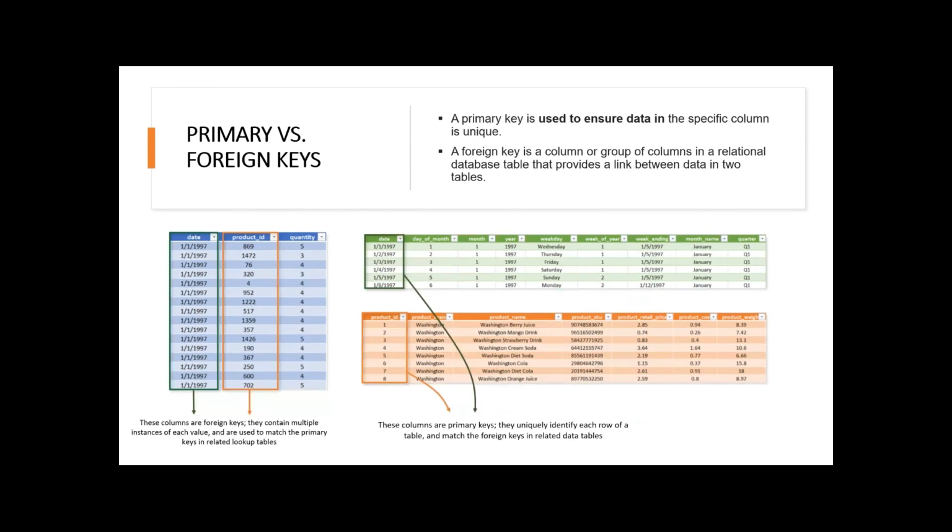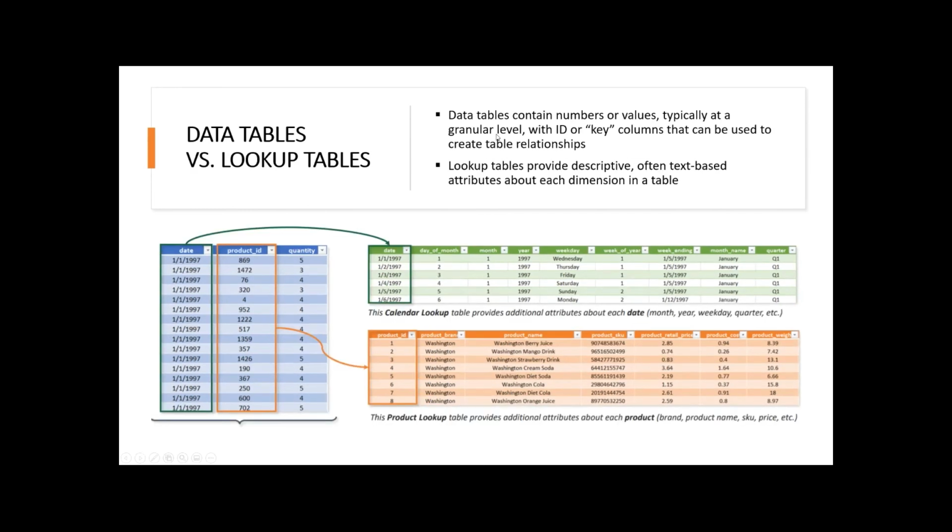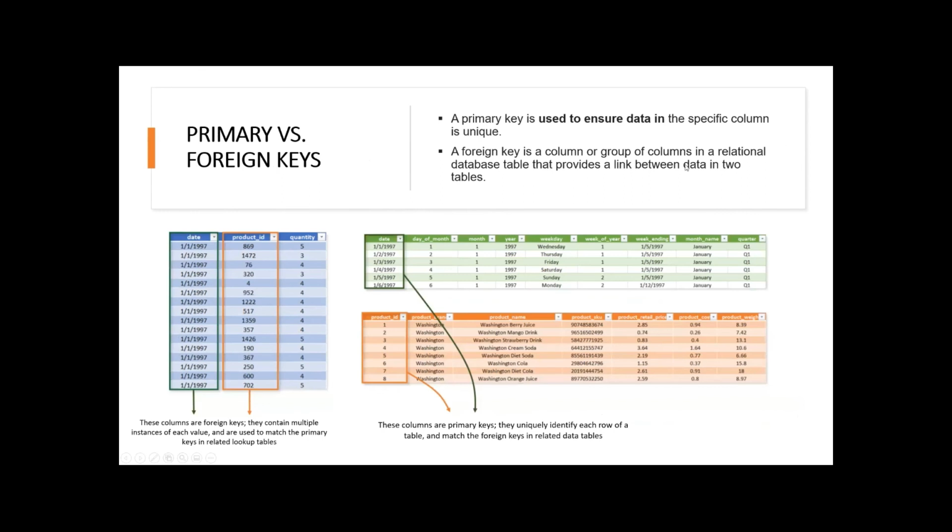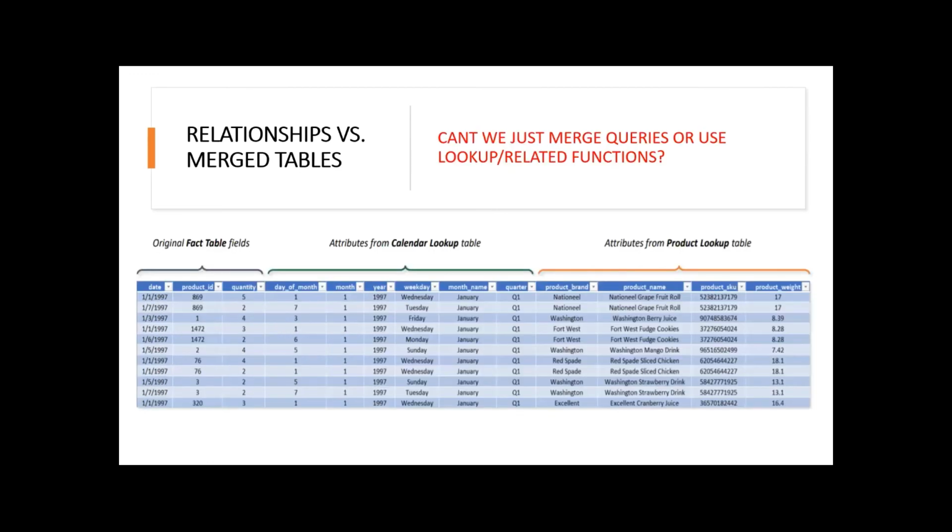So now we have it here. Primary key. You see all these definitions. It says the primary key is used to ensure data in the specific column is unique. Just like we said, anyone you have here that is unique, not duplicates, is known as what? Your primary key. And you can find them inside your lookup table. But those that can be duplicates are known as foreign keys, and you can find them inside your data table. So that's that.